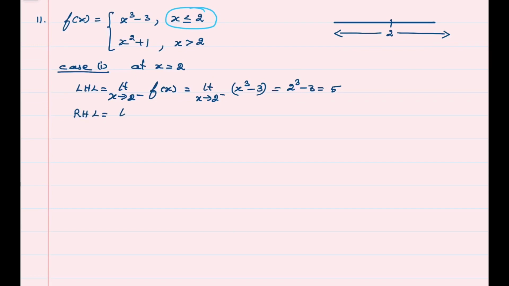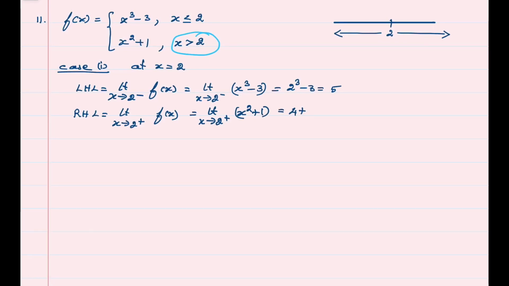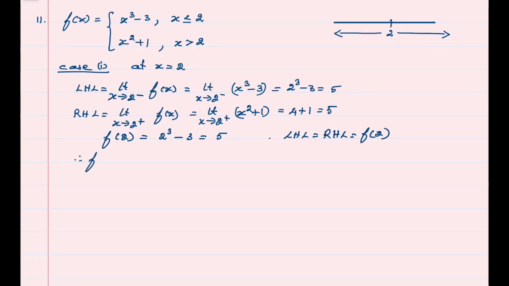RHL is limit extending to 2 plus f of x. For 2 plus we use greater than 2 definition. We get limit extending to 2 plus f of x is x square plus 1. This is also a polynomial. Directly we will substitute the limit value. 4 plus 1 is 5. And f of 2, we will use x equal to 2 definition, which is x cube minus 3, 2 cube minus 3, 8 minus 3 is 5. LHL equal to RHL equal to f of 2. Therefore, f is continuous at x equal to 2.